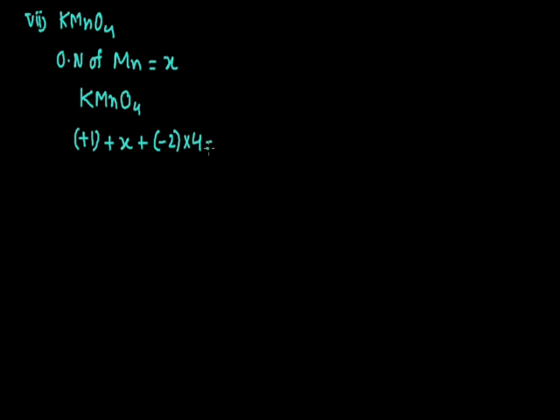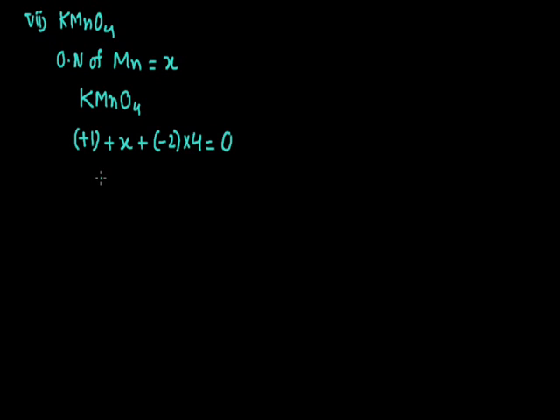Now let me consider the oxidation number of manganese to be X. According to the formula KMnO4, the OS of potassium is +1, plus the OS of manganese, which is X according to our consideration, plus the oxidation number of oxygen, which is -2. Here 4 atoms are present, so we multiply by 4. This equals the total charge on KMnO4, and since KMnO4 is a neutral molecule, we can write 0.